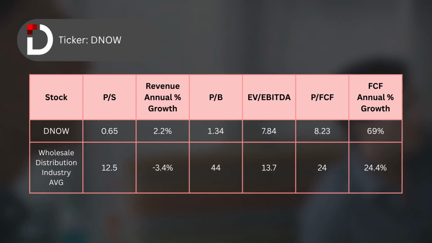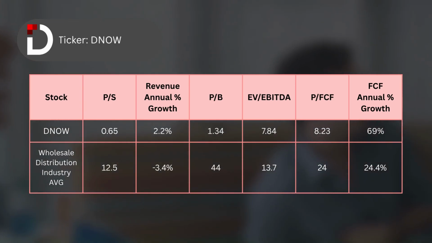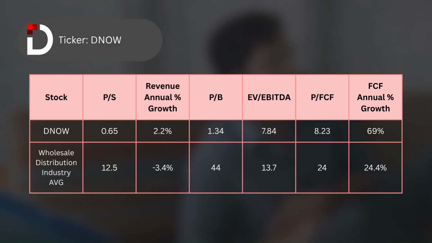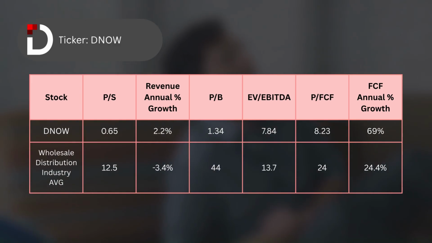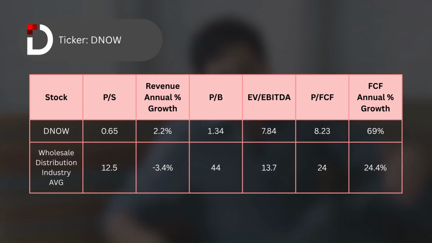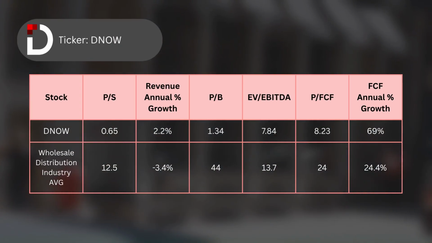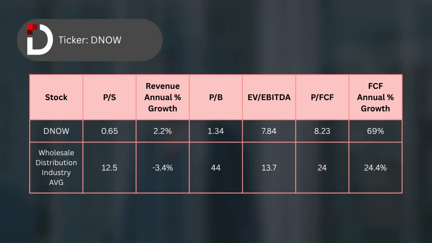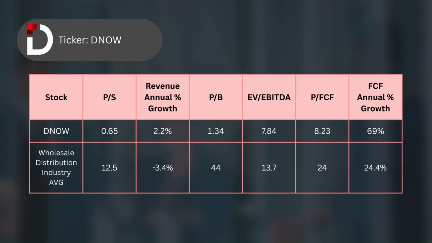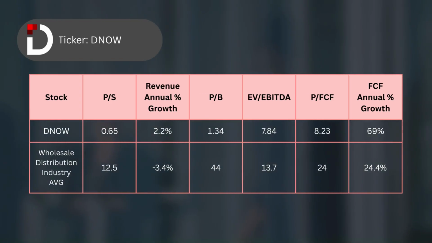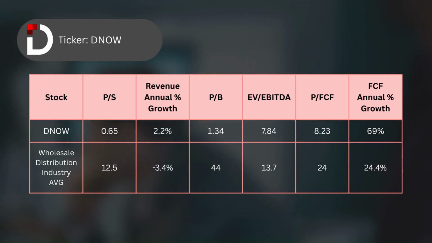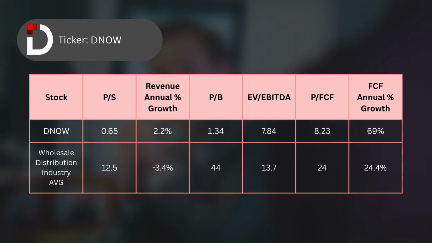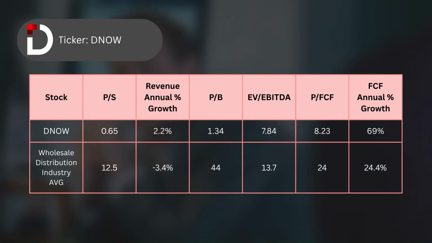This discount is even more clear when DNOW grew annual revenue last year by 2.2%, when on average the industry revenue shrunk by 3.4%. So DNOW, from a revenue standpoint, trades at a significant discount. The stock's market cap is less than the annual revenue DNOW generates, and the annual revenue growth is increasing rather than contracting compared to the industry.